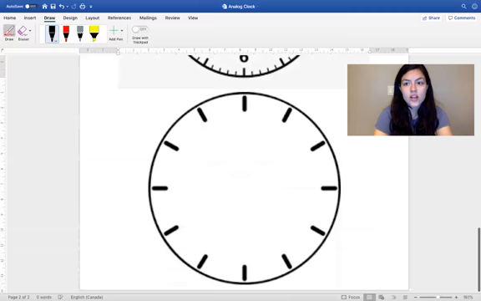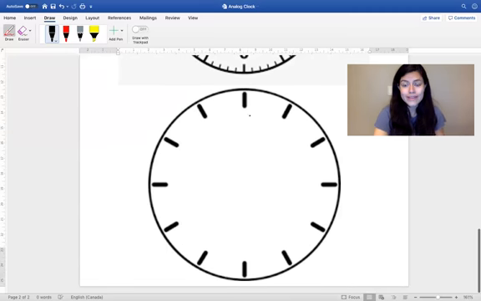Now, this clock that you see down here is very special because it's missing everything. It doesn't have any of the numbers a clock needs, and it doesn't have its hands. So let's start off by adding the numbers onto this clock. Do you remember what number goes here all the way up on top? It's not 1. That's right, it's the number 12.